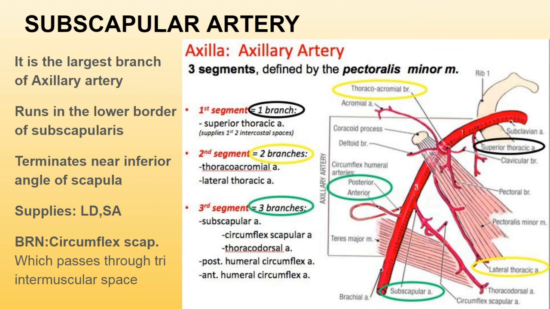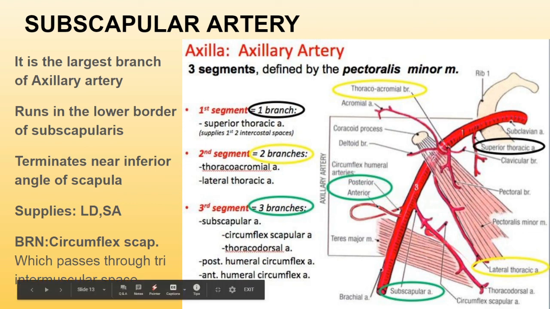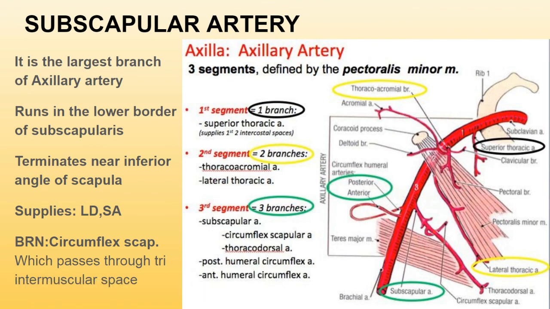So remember, three branches are given by the third segment, that is the anterior circumflex and the posterior circumflex, which actually anastomose together around the surgical neck of the humerus, and the third is the subscapular artery, which actually gives a further branch known as the circumflex scapular artery, whose branches actually anastomose together in the scapular anastomosis.